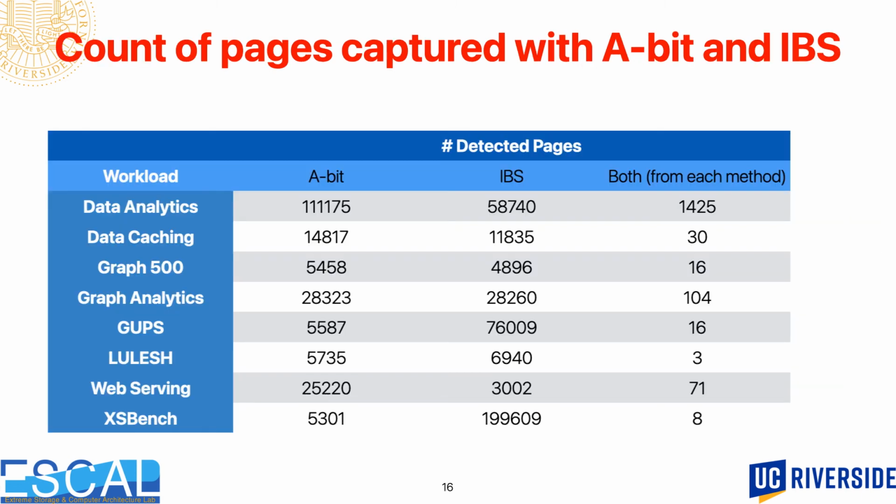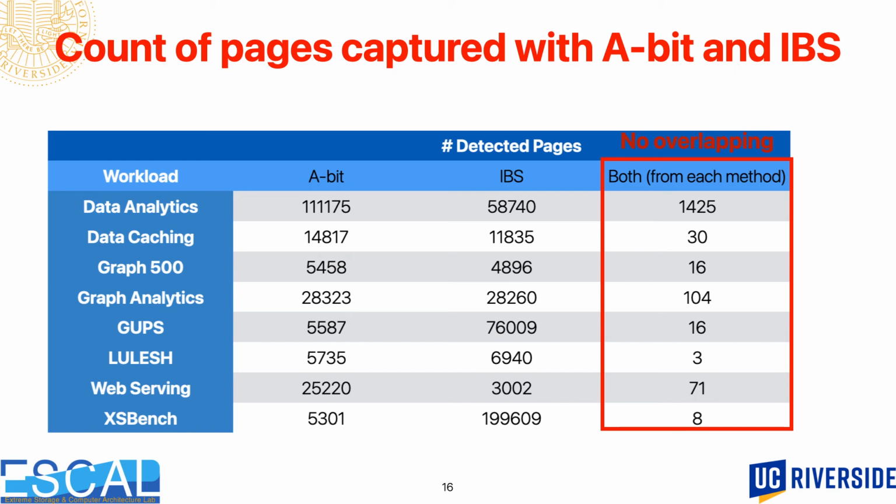This table shows the count of pages captured with A-bit and IBS. In this experiment, we enabled both A-bit and IBS simultaneously. In each column of detected pages, A-bit means those pages are solely collected from A-bit. IBS means those pages are solely collected from IBS. Then both means those pages are collected from both methods. The interesting part is that pages collected from both methods are not many. That means A-bit and IBS do not have a big overlap.